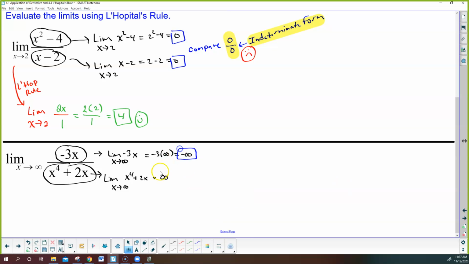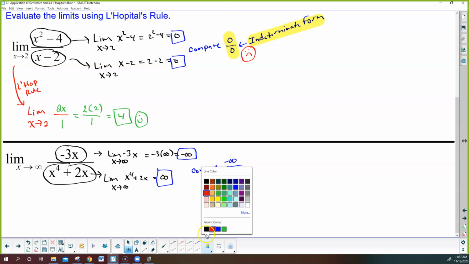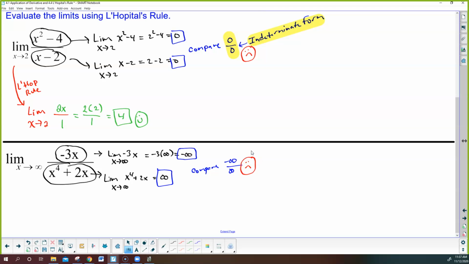But what do I have? Then I have to show that I compare, and I'm not using the equal sign. I'm just going to say, what is the top limit compared to the bottom limit? Well, we don't know. These infinities are not the same, right? They're not going to infinity at the same rate. So there's my indeterminate form. So you have to show this part right here. I need to see that part.